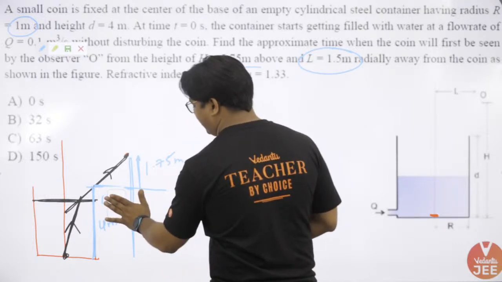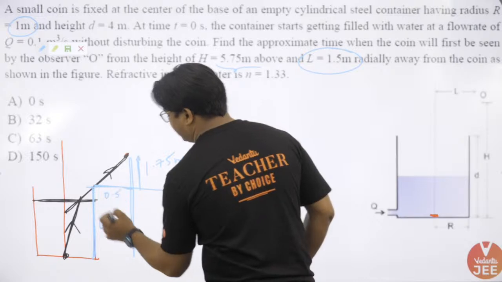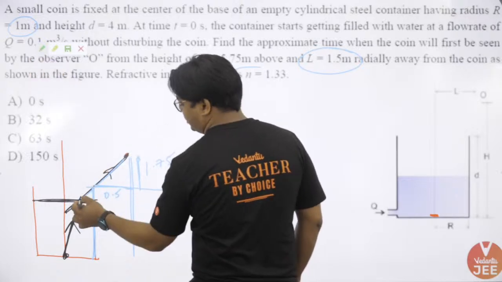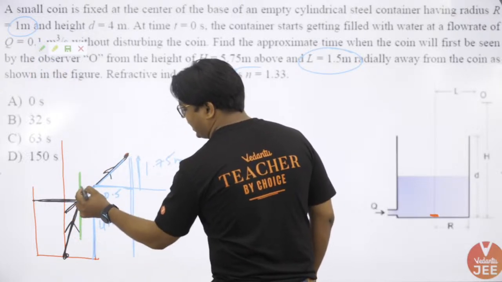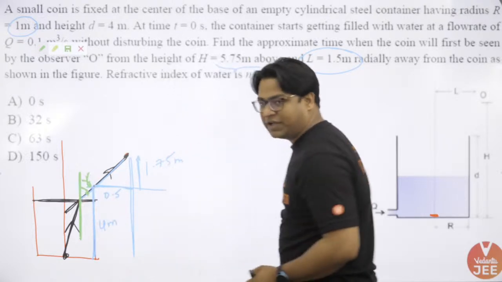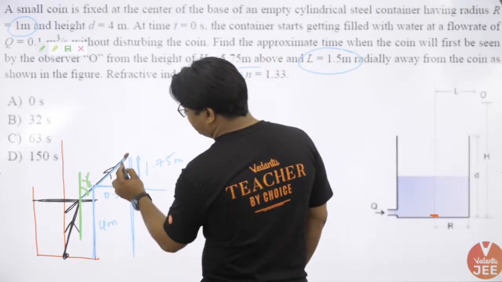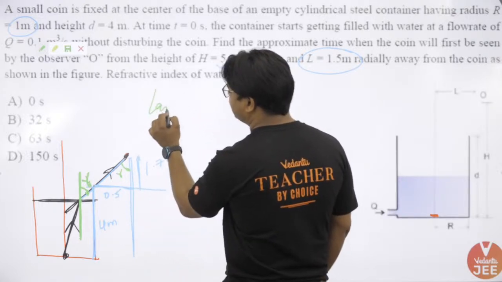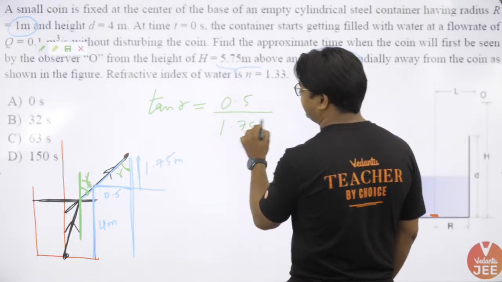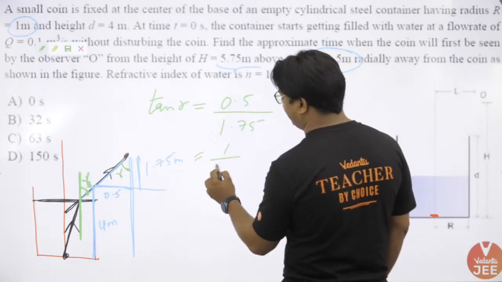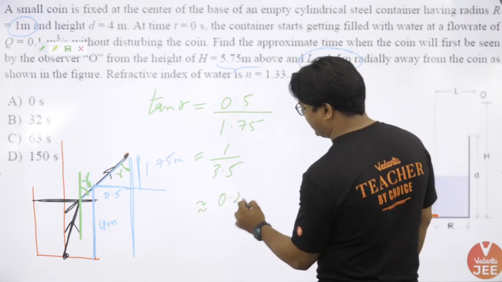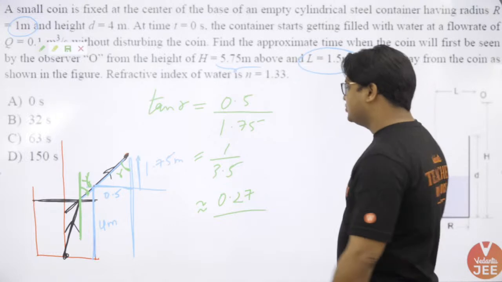So basically we have been told this angle now. The light is coming from here. If I draw a normal, the normal will be drawn like this. Let's say this is the angle of refraction, r. So even this angle will be r. So tan r is something that we can readily calculate. Tan r is 0.5 divided by 1.75. So this will be 1 upon 3.5, which is close to 0.27. All right, so this is quite small.